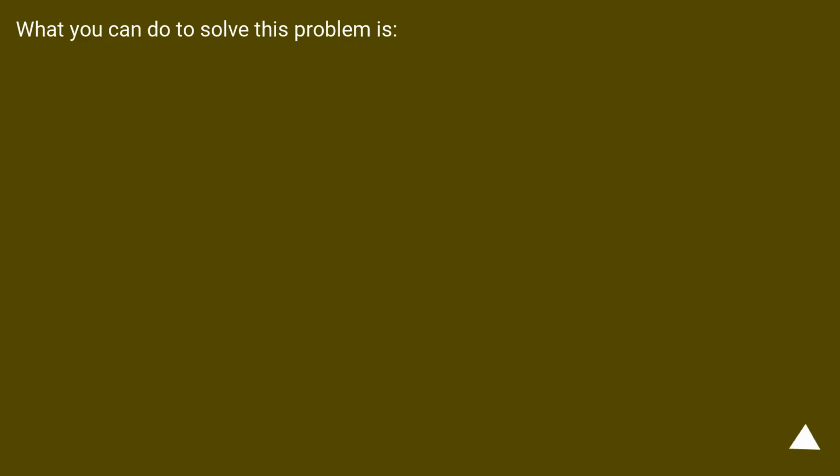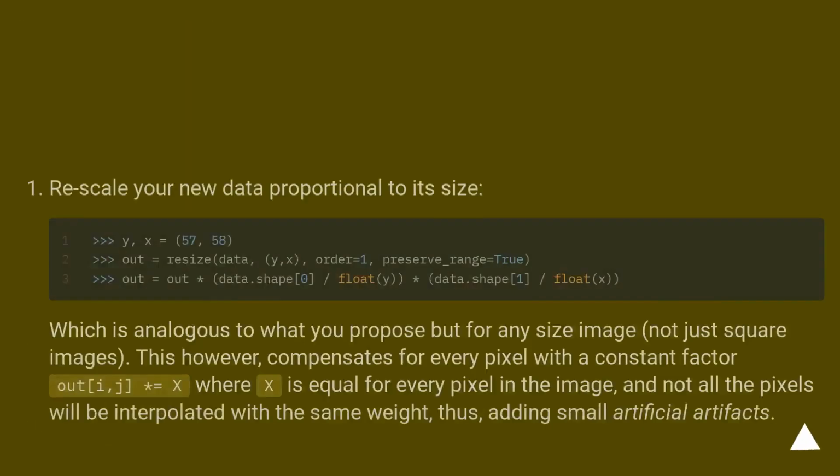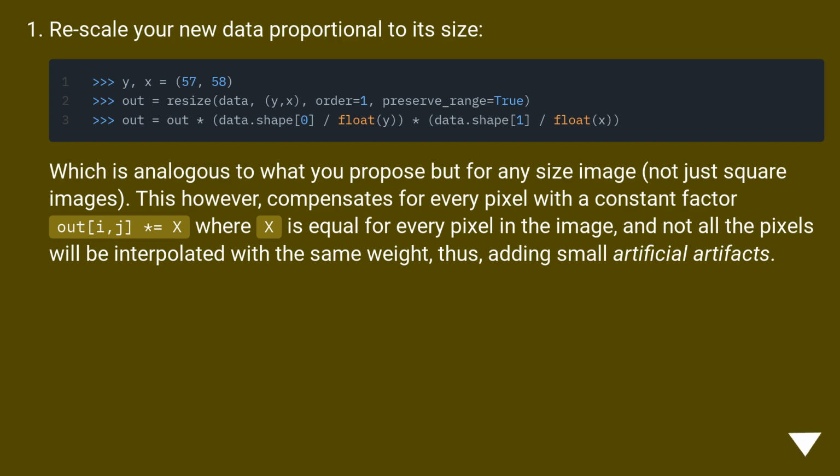What you can do to solve this problem is rescale your new data proportional to its size, which is analogous to what you propose but for any size image, not just square images. This, however, compensates every pixel with a constant factor, I(i,j) equals x, where x is equal for every pixel in the image, and not all the pixels will be interpolated with the same weight, thus adding small artificial artifacts.